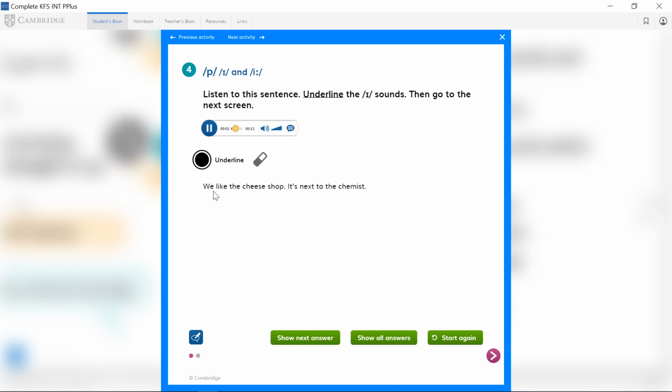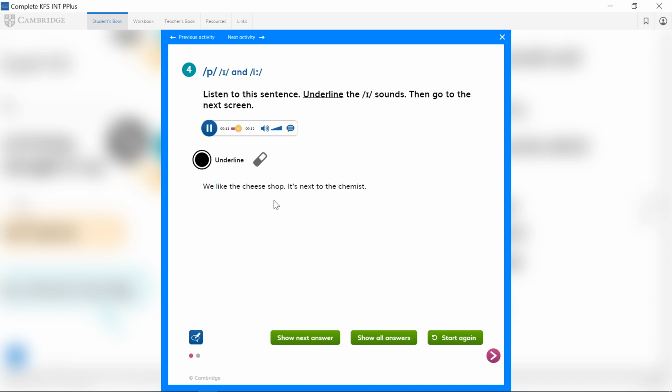Unit 4. Vocabulary. Exercise 4. We like the cheese shop. It's next to the chemist. Okay, so let's go. One more time. Unit 4. Vocabulary. Exercise 4. We like the cheese shop. It's next to the chemist.